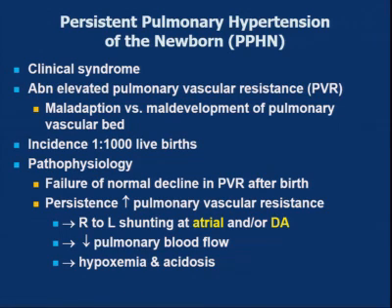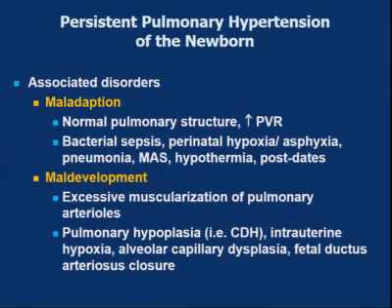There's always a last name for the first name, PPHN, and there are two major pathophysiological principles. One is maladaptation, the other one is maldevelopment of the pulmonary vasculature. This is a little bit more than you want to know about PPHN. But primarily, all these babies have decreased pulmonary blood flow, and they shunt right to left at the atrial or ductal level, and that promotes significant acidosis and hypoxemia.